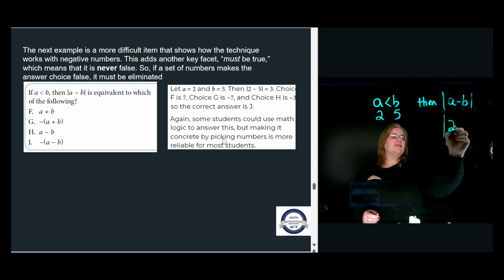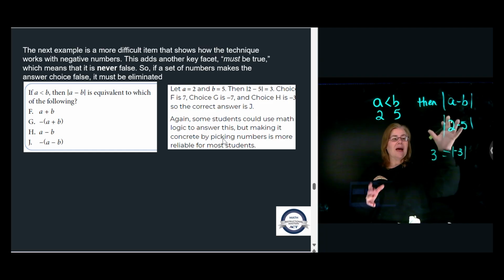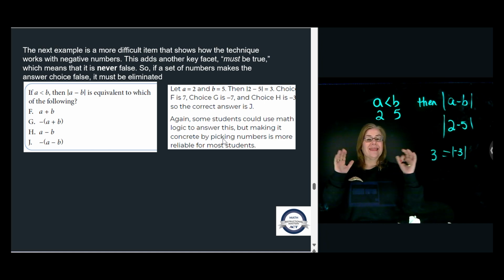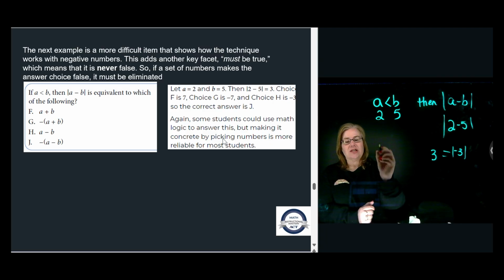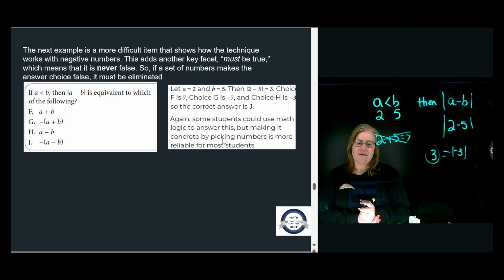So the absolute value of 2 minus 5 is a negative 3. Absolute value of negative 3 is 3. So when I plug these into my answer choices over here, I want to make sure at the end I get a positive 3. So let's go ahead and look at that. So I have 2 plus 5 equals 7. Well, I'm going to eliminate that because that's not what I'm looking for.